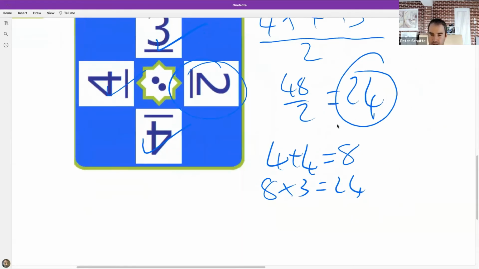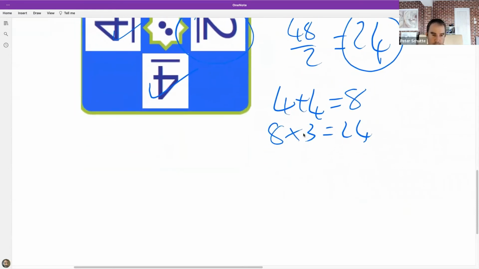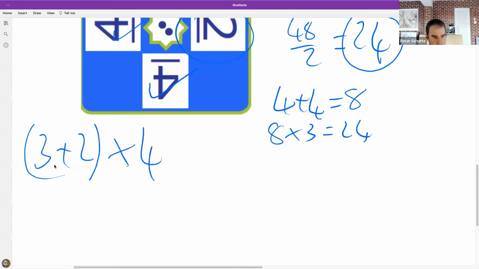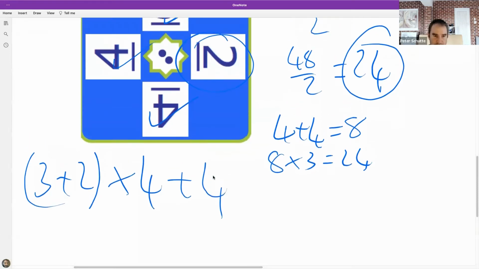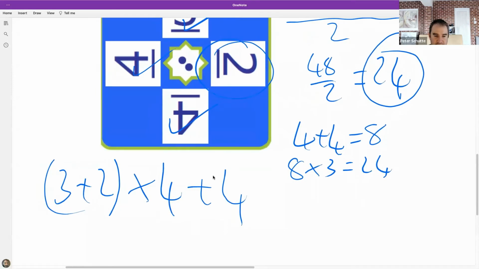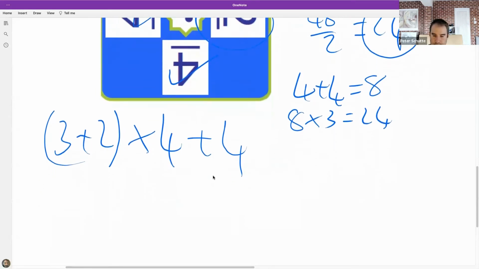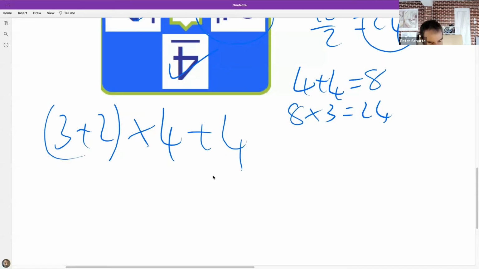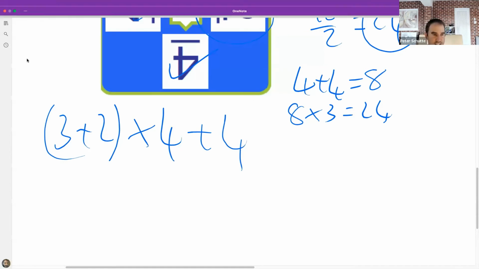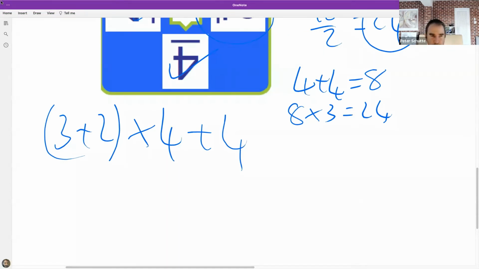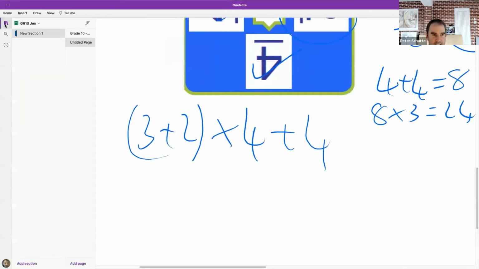Sir, I have a different way. Go for it. I went 3 plus 2 in brackets times by 4 plus 4. Nice. So 3 plus 2 is 5. 5 times 4 is 20. 20 plus 4 is 24. Perfect. All good. Guys, I can see that you've been bitten by the Maths 24 bug. So I definitely recommend it. It's great for just getting your brain going for the day. And thank you for participating so nicely.